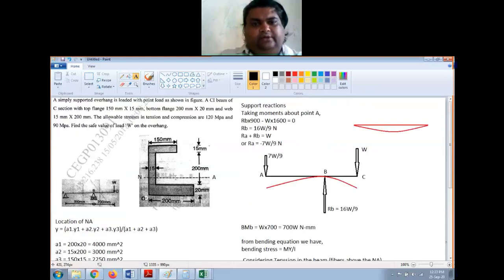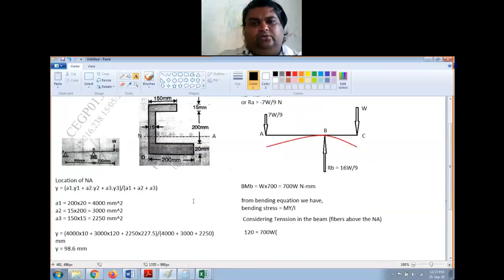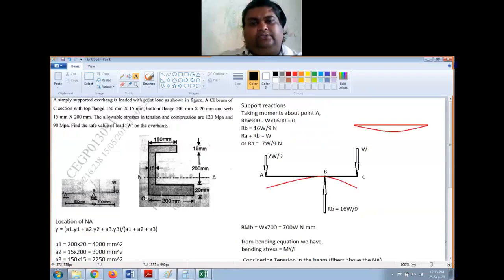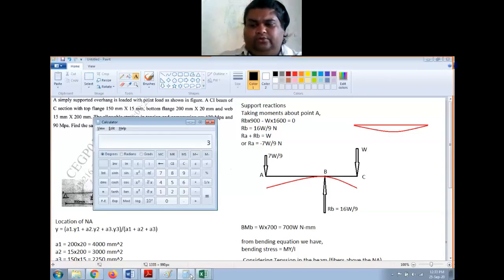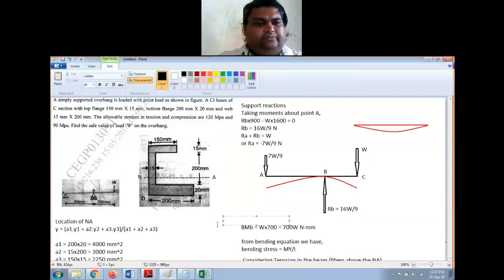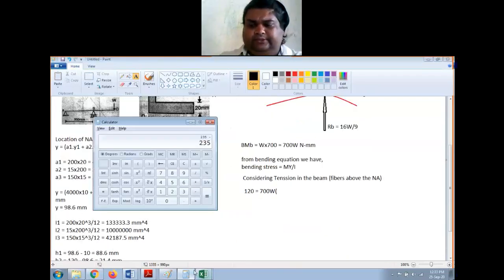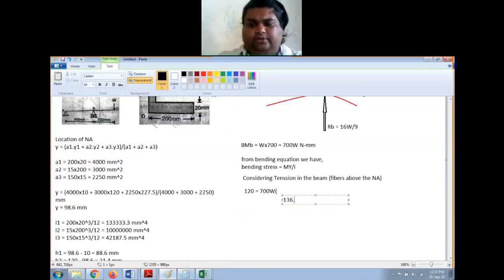See, y is from the neutral axis to the topmost fiber. So you have to find the total height of the section and subtract y bar from that. The total height of the section is 20 plus 200, 220, plus 15, 235. 235 minus y bar, which is 98.6, so that is 136.4.